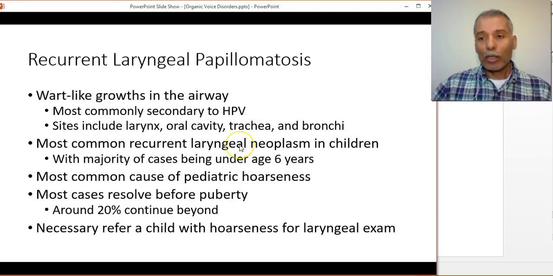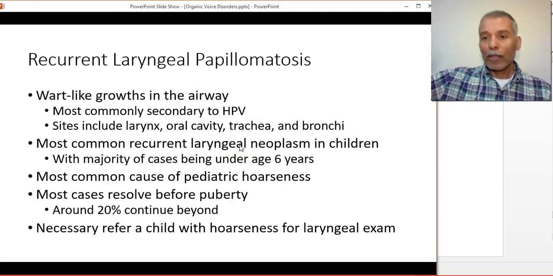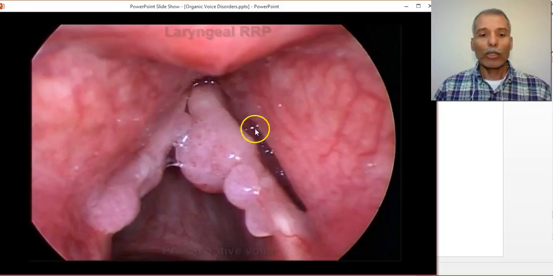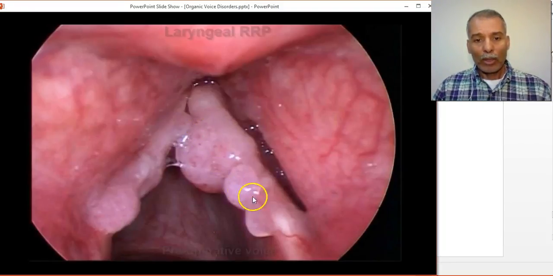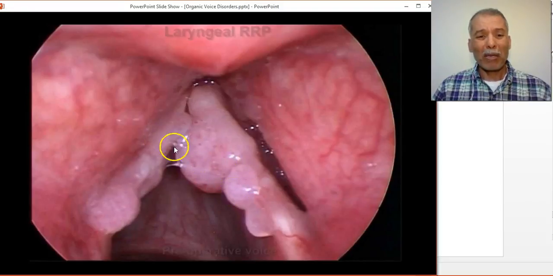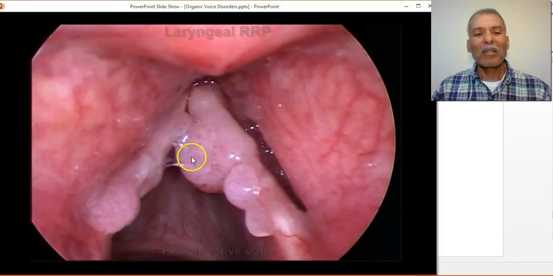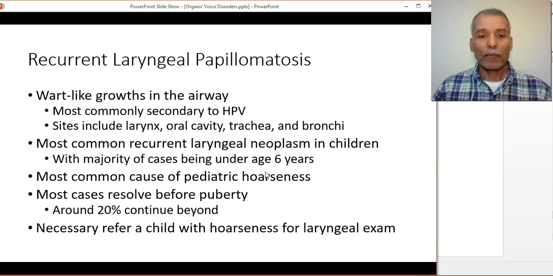It is recurrent because the person has surgery and then the growth comes back again. So here are some examples. These are wart-like growths, random in shape, and they affect many different areas. In some cases, they could block most of the airway, on part of the epiglottis and different areas, and cause upper respiratory obstruction.